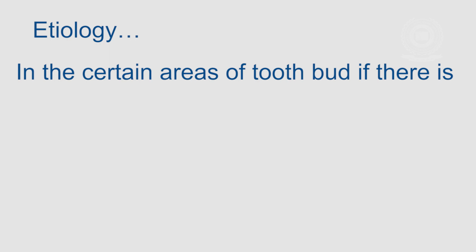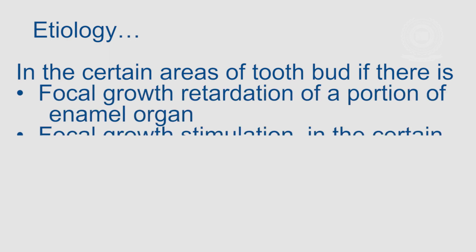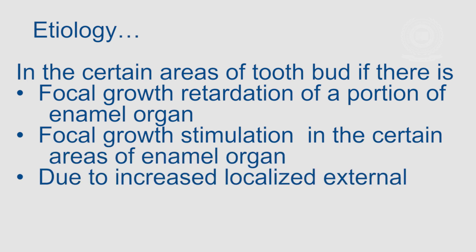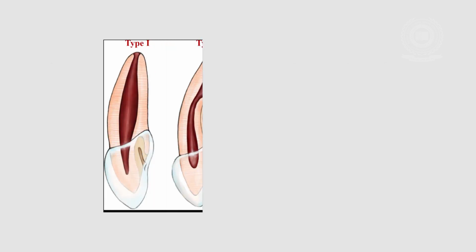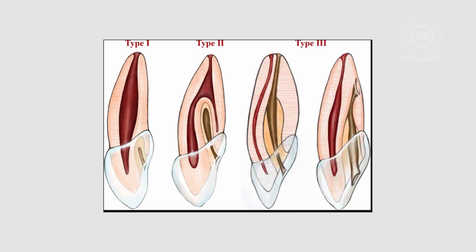Such invagination can result from focal growth retardation of a portion of enamel organ, or if there is a focal growth stimulation in certain areas of enamel organ, or may be due to increased localized external pressure. More frequently, maxillary lateral incisors are affected. The depth of invagination varies. It could be a slight enlargement of cingulum pit to a deep infolding that extends to apex.